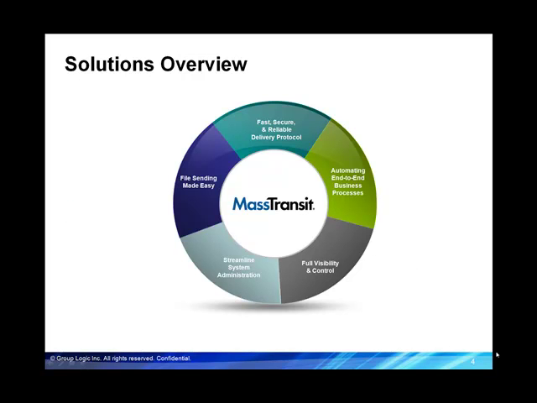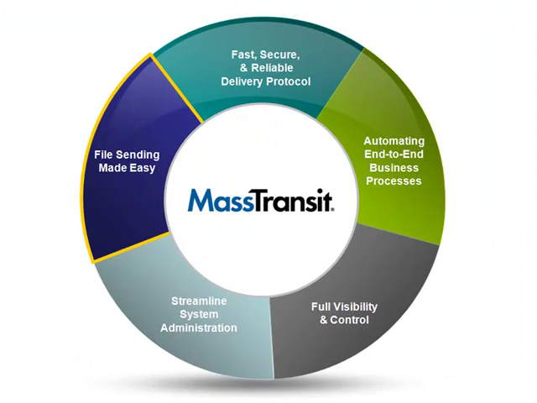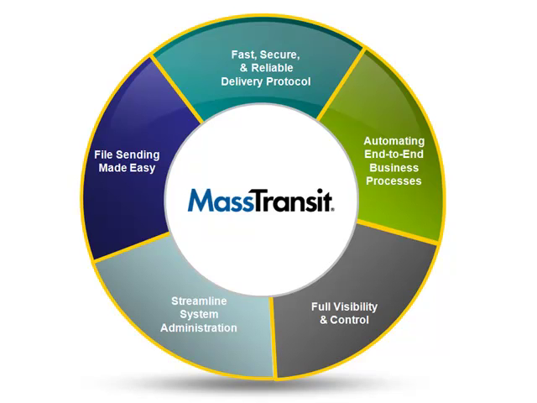During this presentation, you'll see examples of the 5 primary components of the MassTransit solution. A simple but powerful user interface that makes it easy for users to send files. A fast, secure, and highly reliable delivery protocol that takes the worry out of file transfers. System integration, file routing, and scripting capabilities that allow customers to automate even the most complex business processes. Powerful visibility tools that allow users to track the status of every file sent, while administrators can track enterprise-wide system performance and adoption. And finally, we will conclude with examples of system administration features that dramatically reduce administrative overhead.